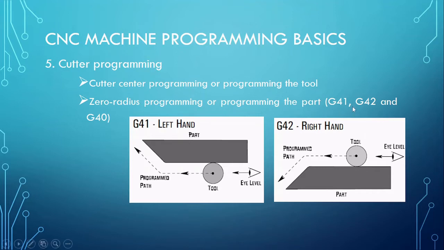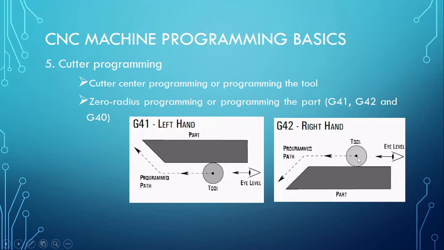How to use G41 or G42 is to observe and determine what side of the workpiece the tool is on. If you look at this diagram, you see that the tool is to the left. Observing from the rear of the tool, it is to the left of the workpiece. So that is why it's cutter compensation left, which is the G41.